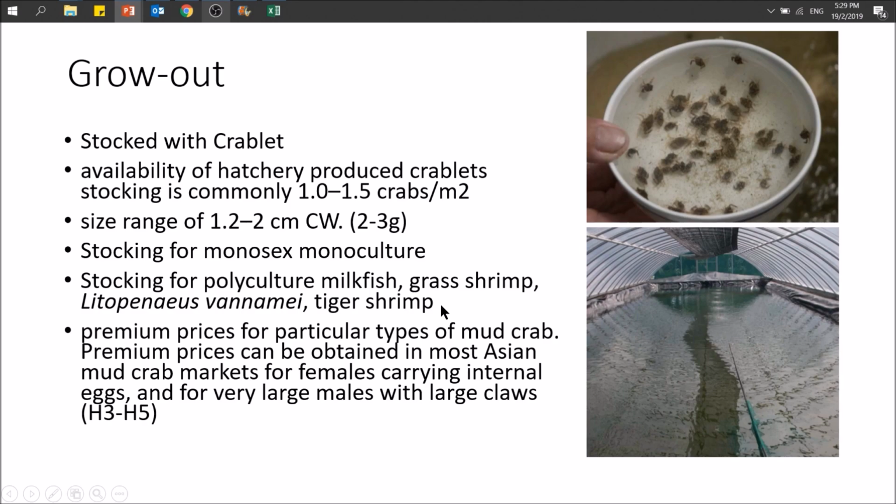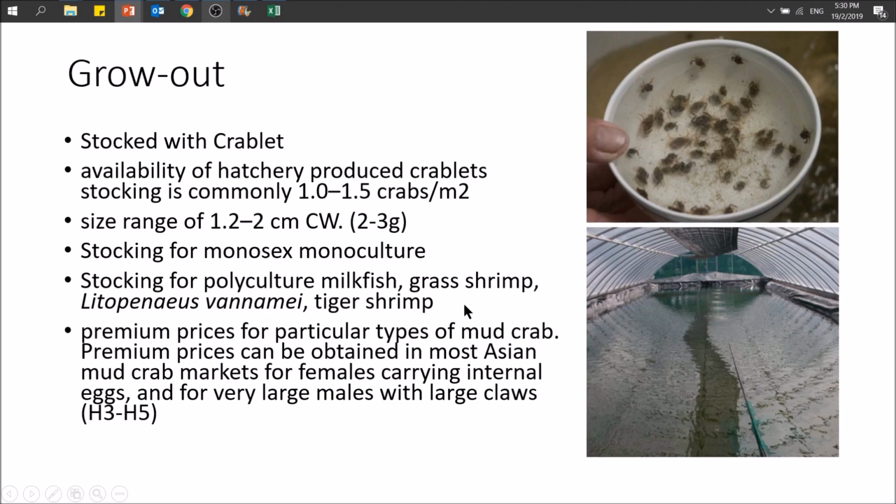Having the stock from hatcheries, they can usually be stocked in ponds. The stocking size is about 1.2 to 2 cm carapace width, and about 2 to 3 grams. This is how the baby crablets actually look. These are used to stock different ponds at varying density, whether you are doing monoculture or polyculture. It is also popular to do it with milkfish and shrimp, and of course tiger. However, do take note of the risk of doing polyculture with other species like shrimp, because diseases like Vibrio could potentially spread between the species.